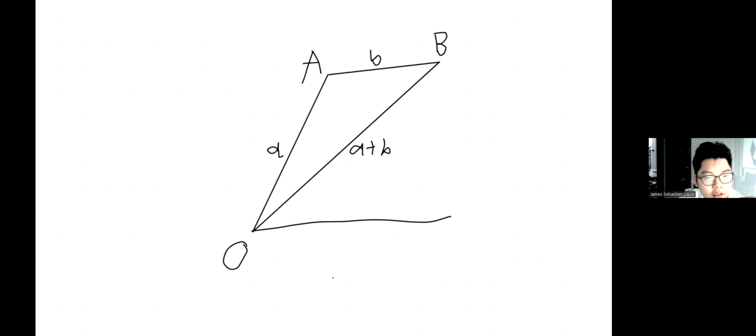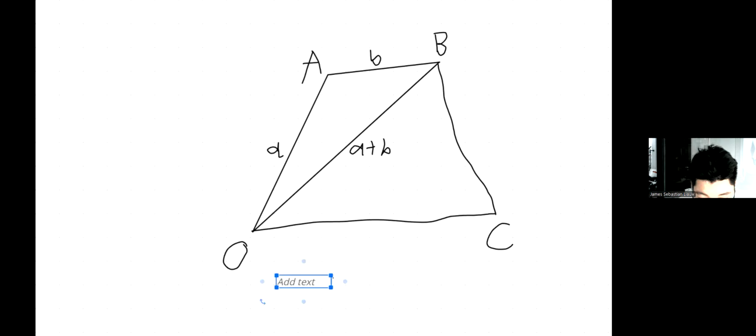Say now we have a point C, and then C connects to B like this. Then we can of course write that OC plus CB equals OB, because you can add the vectors together, and this has to be equal to the value given for OB, which is A plus B.